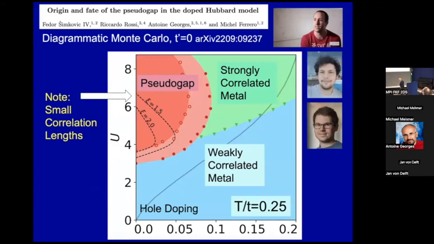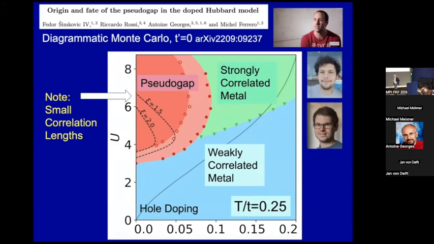Okay, so I will end the talk by reporting on some really recent results in which we address the infamous question of what is the fate of the pseudogap as you cool down to low temperature, because we need to reconcile this picture of a pseudogap opening in this temperature range of, say, 0.4 down to 0.1 or something, and then the statement that the ground state can be stripe ordered. So we addressed this in recent work led by Fedor Simkovic, Ricardo Rossi, and Michel Ferrero.